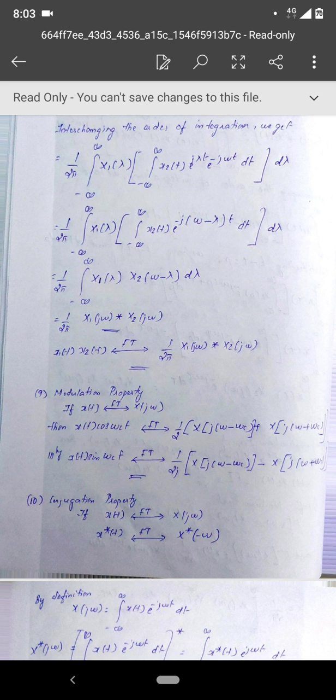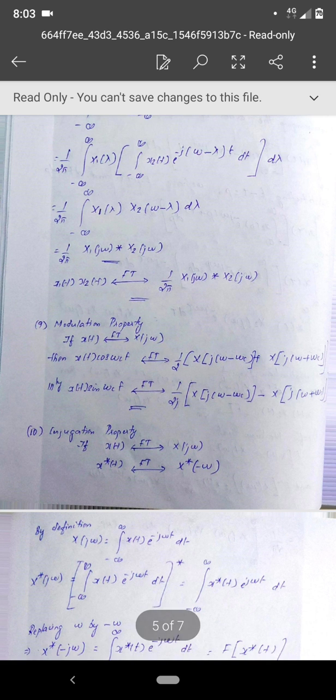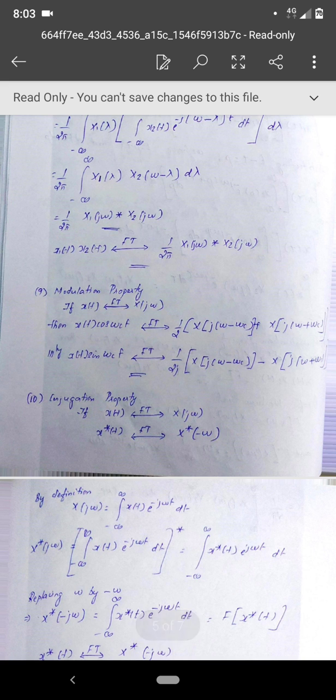So that is a very important result. Similarly, if you have a modulated signal x(t) sin(ωc t), then this is the result: 1 by 2j times X(j(ω − ωc)) minus X(j(ω + ωc)). Okay, then conjugation property, that's a very important property.